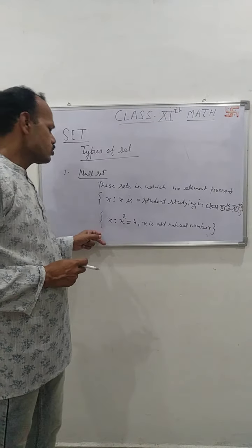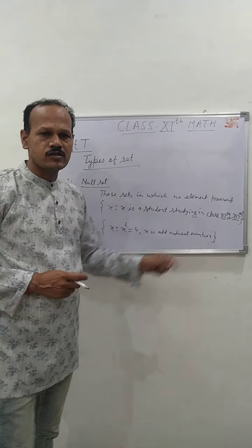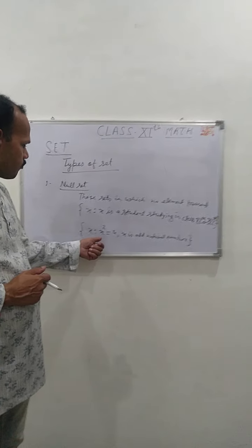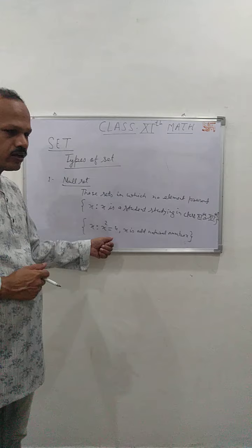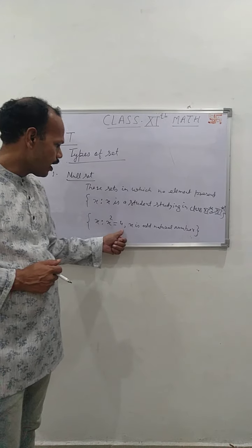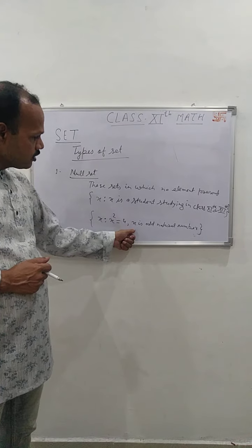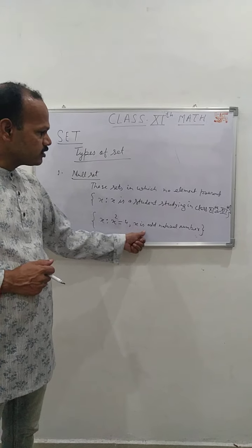So it is also the best example of a null set. Why? When solving x squared is equal to 4, we get the value of x is equal to plus 2 and minus 2. But here we have given x is an odd natural number. So we can say odd natural numbers do not match with this condition. So it is an example of null sets.